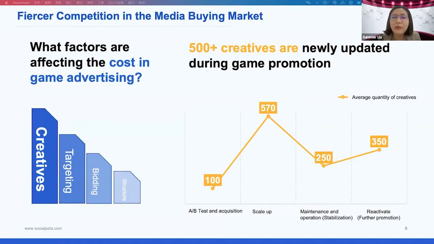Then they will need to upgrade those creative ideas with different angles and with better quality and more elements. So we found that they need to prepare about 80 to 100 creatives during the very first phase. Then they come to the scale up stage. That's the time they need to prepare much more creatives due to the creative consumption. And it's said that 570 creatives is required at this stage.